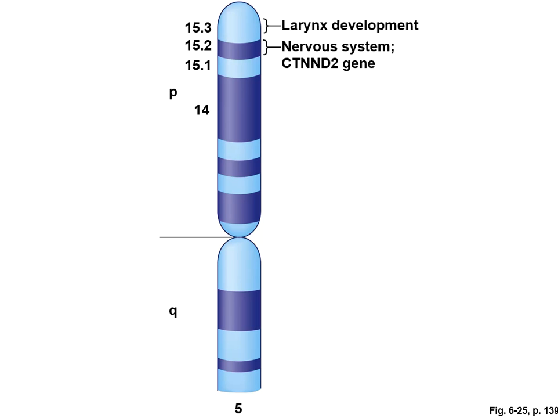So deletion of part of chromosome 5 is associated with Cri-du-Chat syndrome. By comparing the region deleted with its associated phenotype, investigators have identified regions of the chromosome that carry genes involved in developing the larynx.